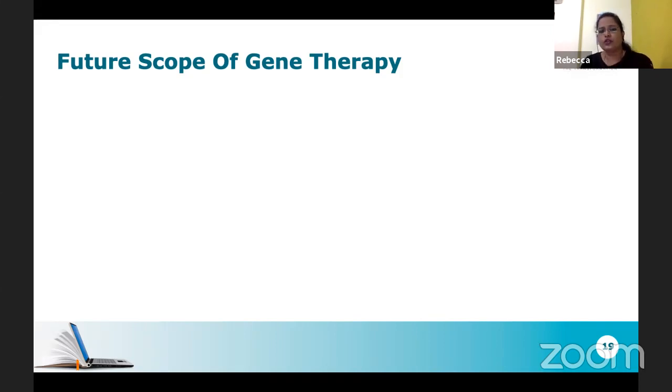Now, on the future scope of gene therapy, I would like to tell you something about the transposons. Transposons is a very important concept which is going to be utilized in the future in gene therapy, with the introduction of a transposon instead of the vector. So what is a transposon? It is nothing but a jumping gene. A gene which can jump by itself, modify its own structure, restructure itself, and be placed in different locations is called a transposon.